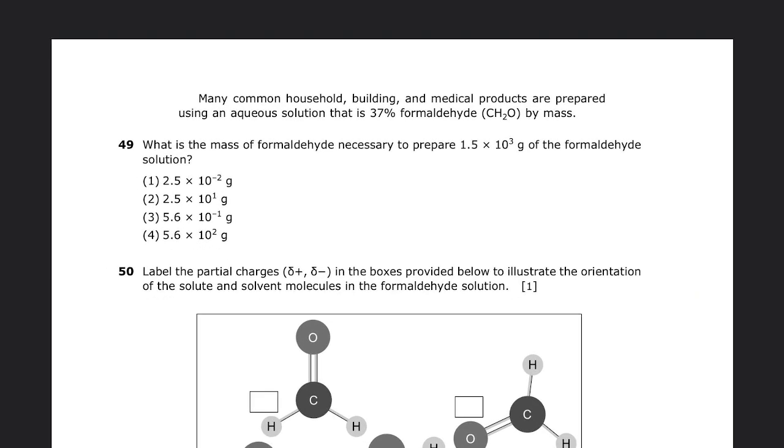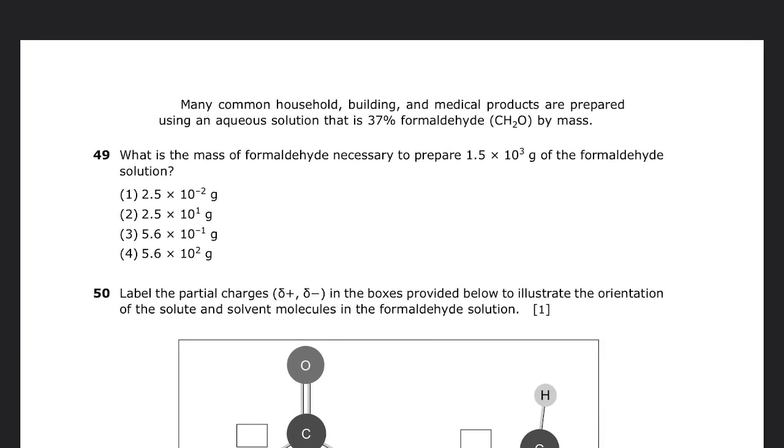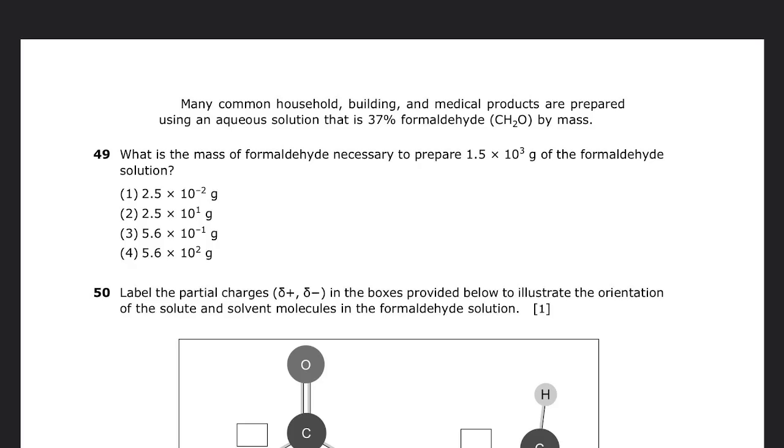Moving along, question 49 says, what is the mass of formaldehyde? Oh, I'm sorry, I missed the reading. Many common household, building, and medical products are prepared by using an aqueous solution that is 37% formaldehyde by mass. And the question wants to know, what is the mass of formaldehyde needed to prepare 1.5 times 10 to the third grams of formaldehyde solution? Okay, so what we know is we have 37% formaldehyde by mass, and we need 1.5 times 10 to the third grams of formaldehyde solution.